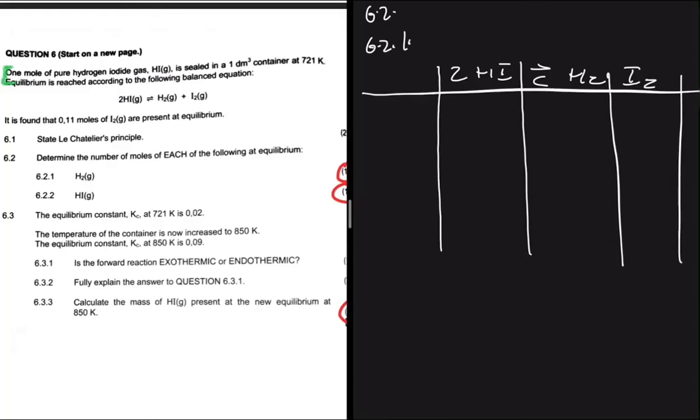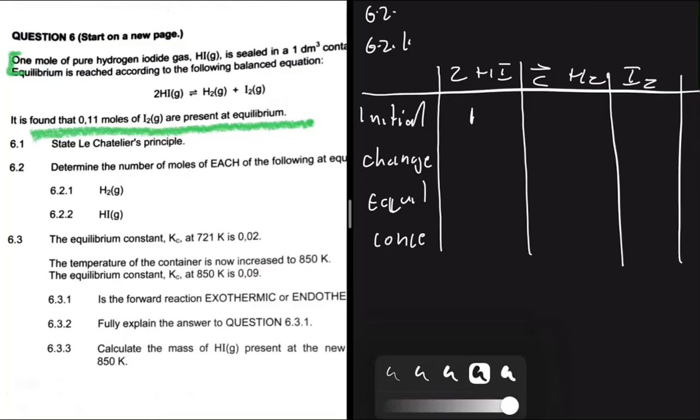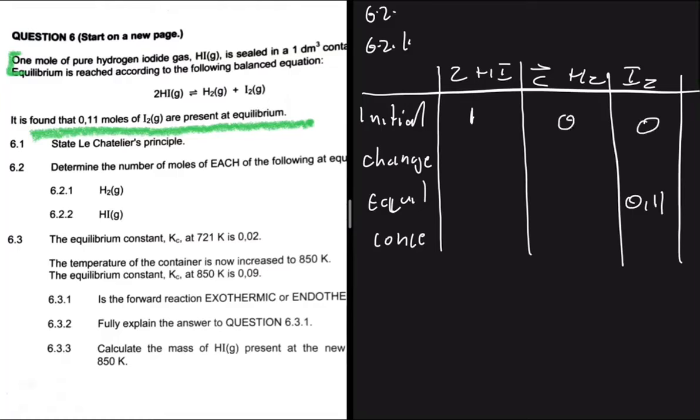So let me just do that real quick. Here we're going to have the initial number of moles on the first column, and then here we're going to have the change, and then here we're going to have the number of moles at equilibrium, and the last one we're going to have the concentration. So what we're given here is the initial number of moles of hydrogen iodide, right? It is said to be 1 mole, and then from there we're given the number of moles at equilibrium of I2. So the number of moles at equilibrium of I2, we have 0.11. Initially, we didn't have any H2 or I2, right? So we had 0 and 0 here. So it means that the change of I2 is plus 0.1, right?